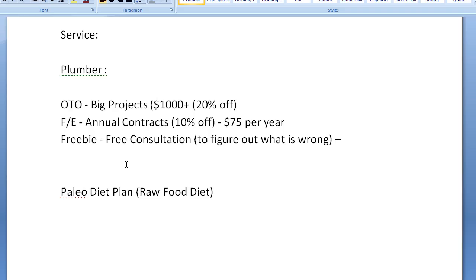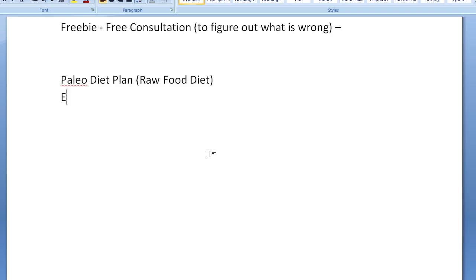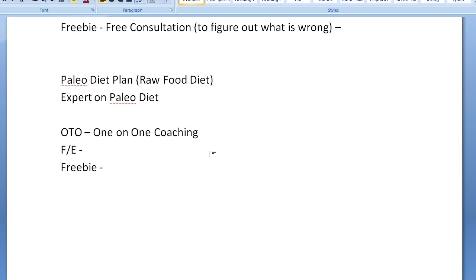Okay, so let's say hypothetically that you are the expert. Now, as far as your most expensive item, we don't know how many one-time offers we're going to have, so I'm just going to do one-time offer, front-end offer, and then freebie. The most expensive item could be one-on-one consulting or one-on-one coaching, because as you know, with dieting, it's kind of an ongoing process. You kind of need somebody to be a coach, especially with fitness and weight loss. So coaching would be the most expensive item.